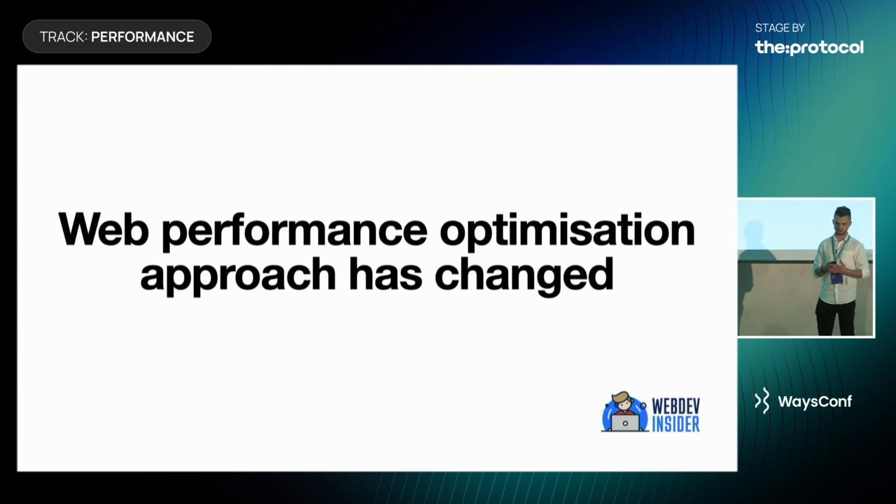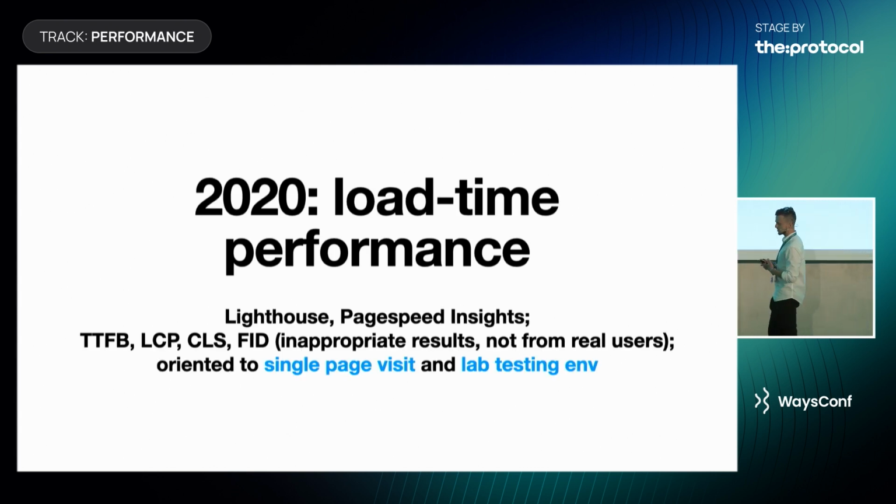First of all, correct me if I'm wrong, but in my opinion, the web performance optimization approach has changed over the last few years. In 2020, when Google announced the Core Web Vitals, everyone was so oriented just to the load time performance and just to the single page visit testing, using lab testing environment tools like Lighthouse and PageSpeed Insights. Then everyone tried to improve metrics like Largest Contentful Paint and Cumulative Layout Shift. We also got the First Input Delay metric that tries to show the interaction issues, but in my opinion, it doesn't give appropriate results because it doesn't come from real users.